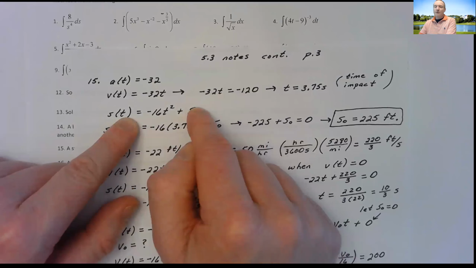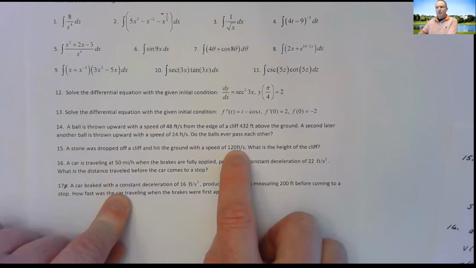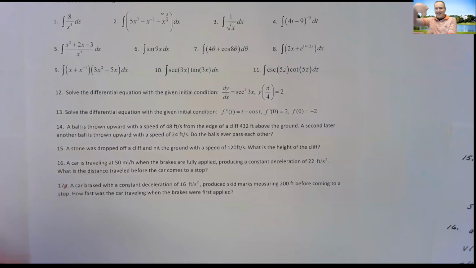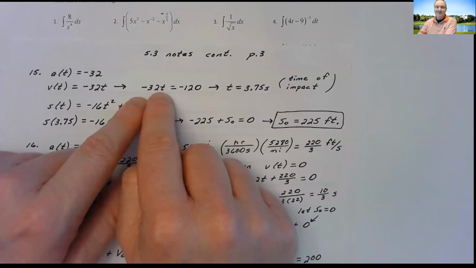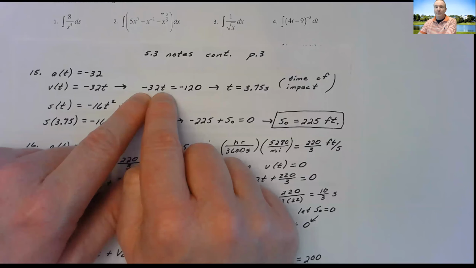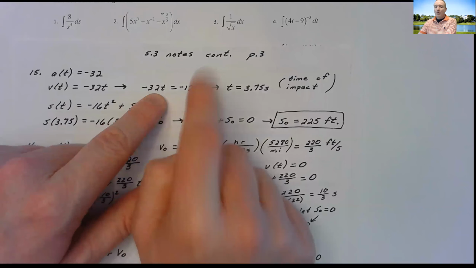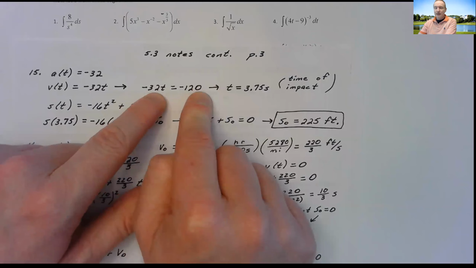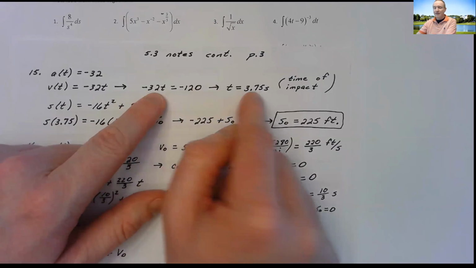Now, here's the logic that I'm using. I know that it said that it hit the ground with a speed of 120 feet per second. So if it's hitting the ground at that, it's moving downward as it's hitting the ground. So that speed of 120 feet per second, that's a negative 120. So you'll see here where I set my velocity function equal to that. When I divide by negative 32 on each side, it's showing me that it took 3.75 seconds in order to hit the ground. That's the time of impact.